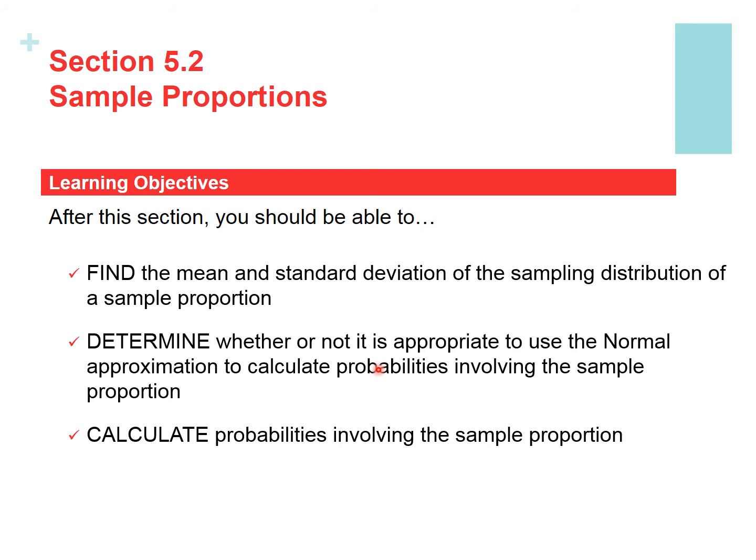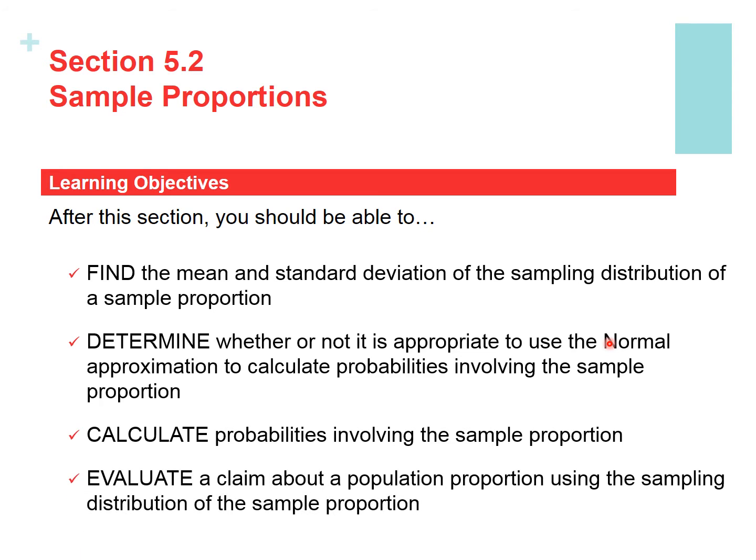So some of this section will actually end up being a little bit of review after we have determined whether or not we can use the normal approximation in order to make some calculations involving the sampling distribution. Finally, you're going to evaluate a claim about a population proportion using the sampling distribution of a sample proportion.